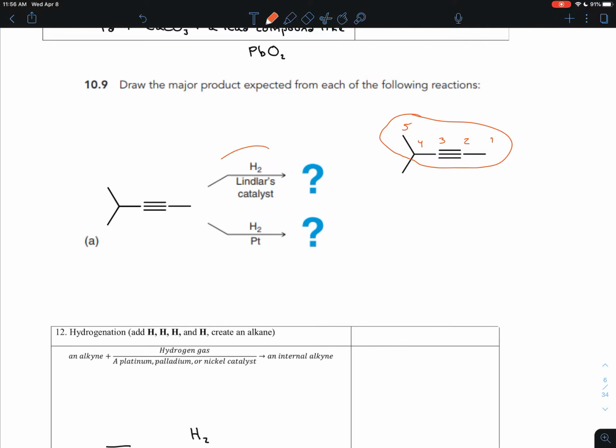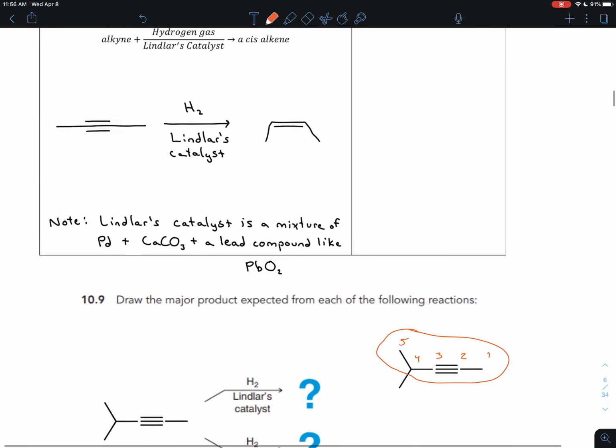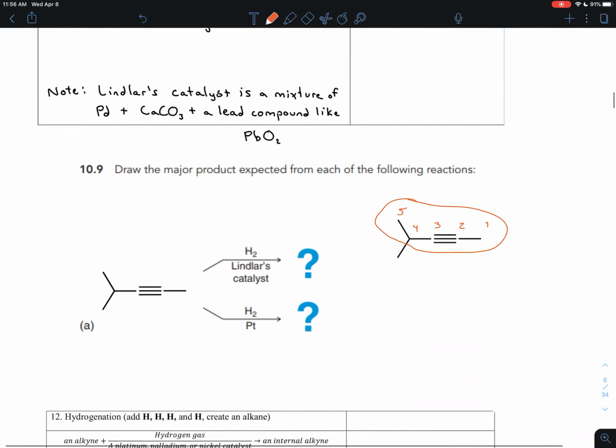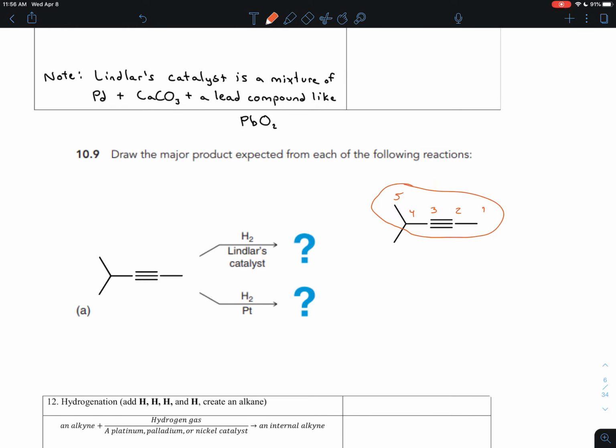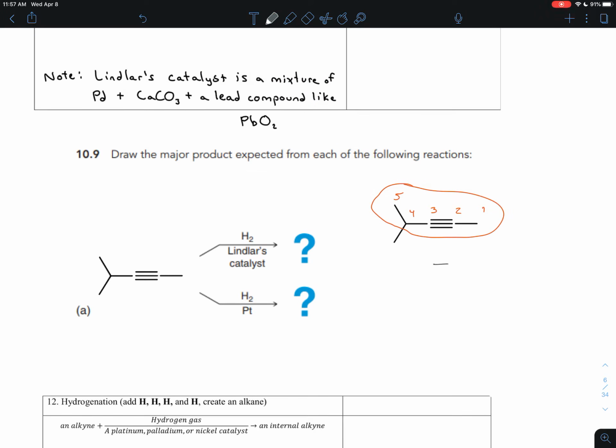Okay, well in this first recipe, we're bubbling hydrogen gas through with Lindlar's catalyst, that poisoned catalyst. And as we saw, if you take an alkyne and you bubble hydrogen gas through with Lindlar's catalyst, you get a cis alkene. So I'm going to redraw the exact same molecule, but between carbons 2 and 3, I'm going to have a cis alkene. Now sometimes it's easiest to start with that alkene. So I'm going to redraw just the alkene, and this has to be cis.